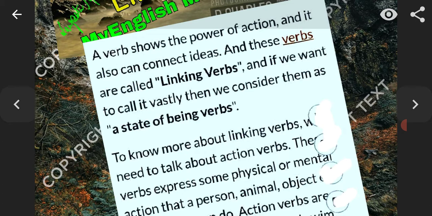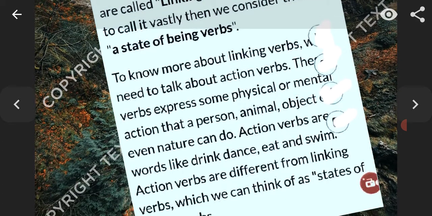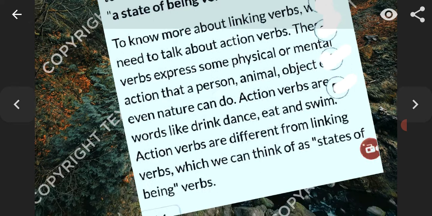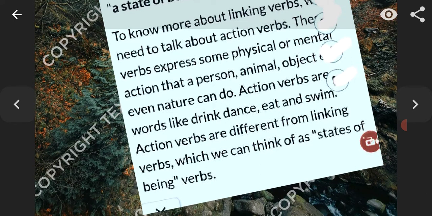To know more about the linking verbs, we need to talk about action verbs. The verbs express some physical or mental action that a person, animal, object, even nature can do. Action verbs are words like drink, dance, eat, and swim. Action verbs are different from linking verbs, which we can think of as a state of being verb. Action verb is different from states of being, and states of being is a linking verb.